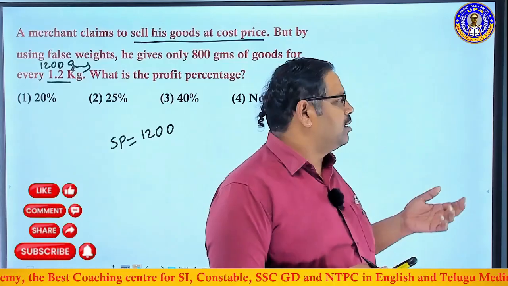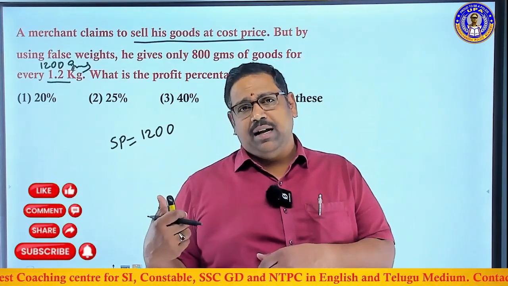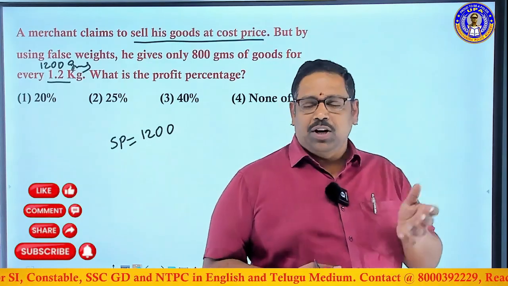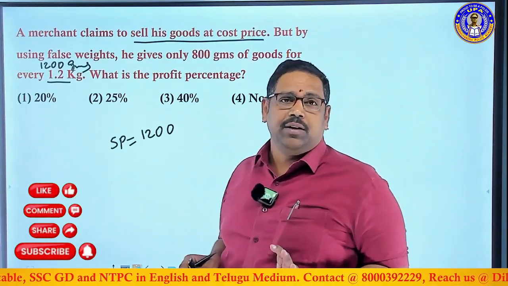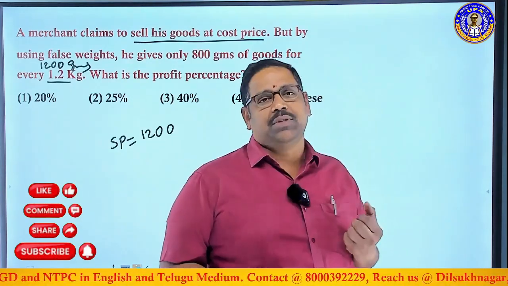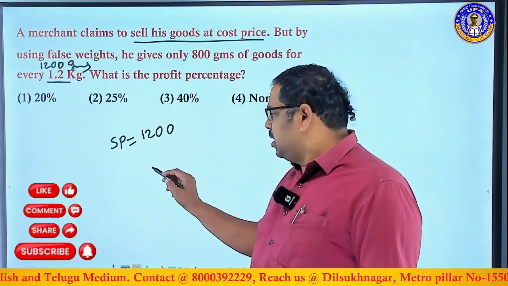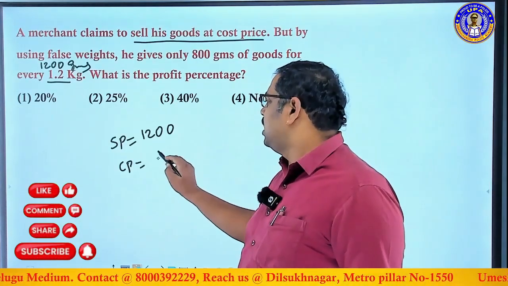Now I calculated the money for him, right? Now I'm going to buy it. If I want to sell 1200 grams, actually I'm giving 800 grams. I'll buy 800 grams, but to the customer, I'll say that this is 1.2 kg, right? So now I'm buying only 800 grams. Per gram, 1 rupee, right? So I'm buying for 800 rupees only. CP is how much? 800.